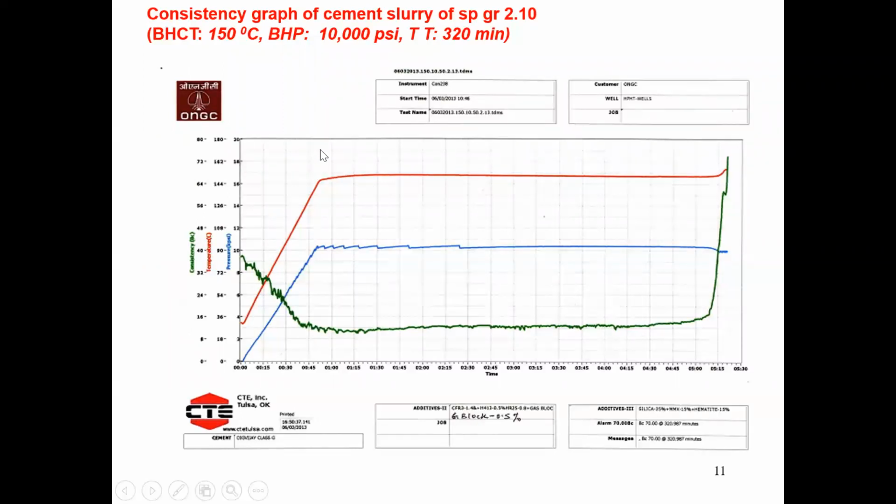This is a typical consistency graph I am showing here. This green line is the consistency curve, this red line is temperature, and this blue line is pressure. I need to design the cement slurry, and this is done in a consistometer, where the graph is automatically plotted. In ONGC, we have this consistometer.